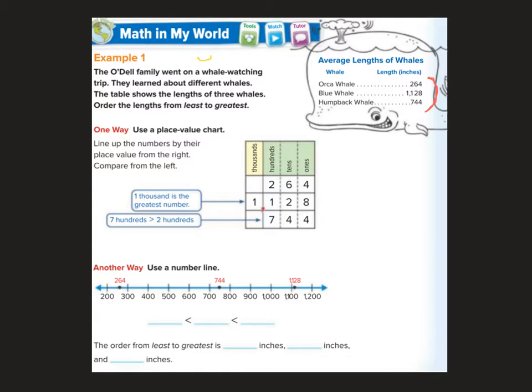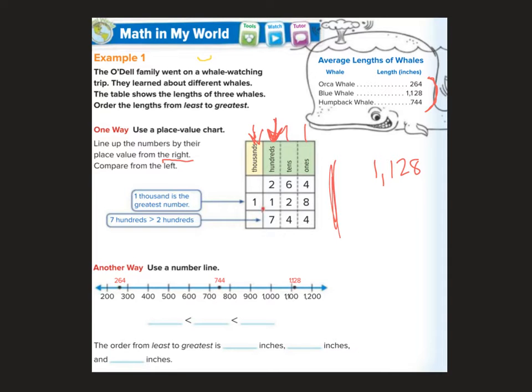One way we can order numbers is by using a place value chart. So we're going to line up the numbers by their place value from the right, that's this side, and compare from the left. So starting at the left, we are going to start comparing. Okay. So 1,000 is the greatest number because it's the only one that has any thousands in it. So we know that 1,128 is the greatest.